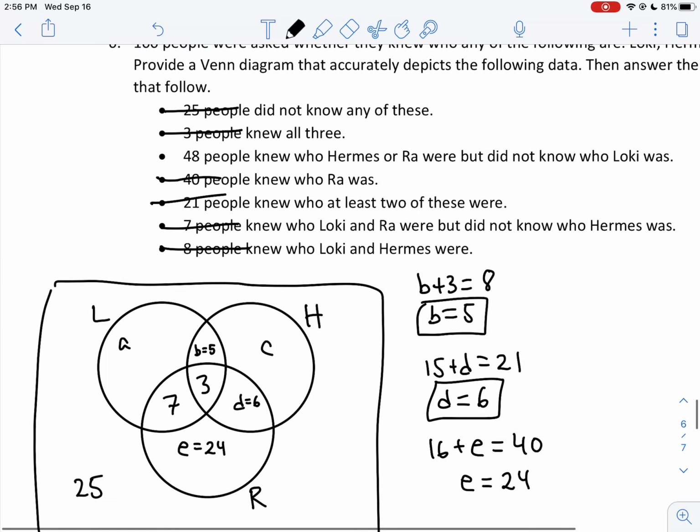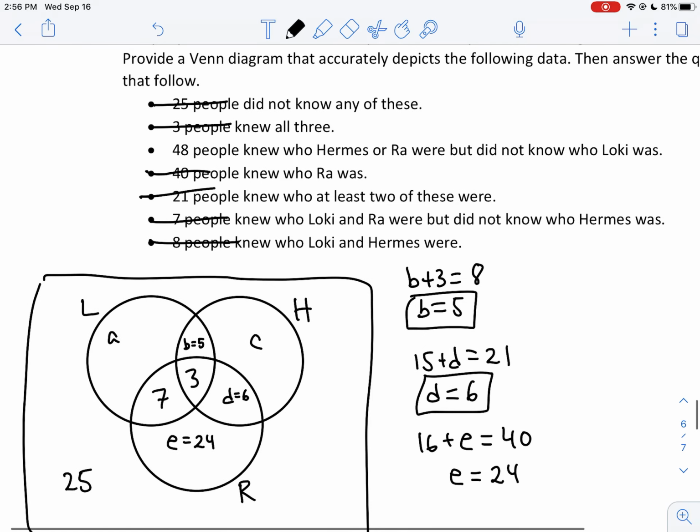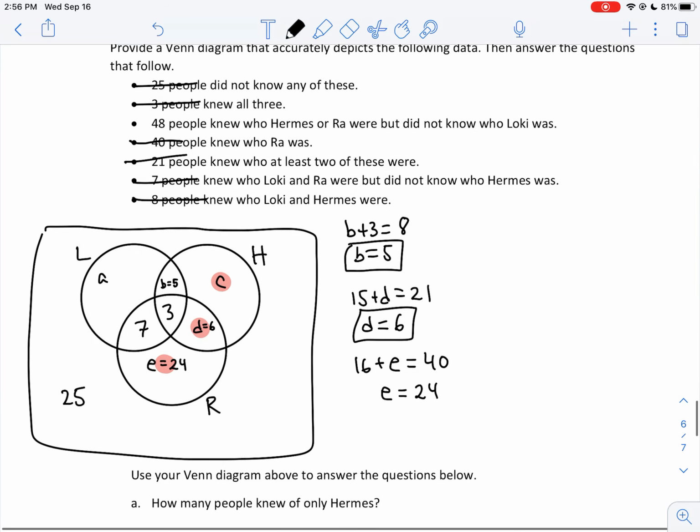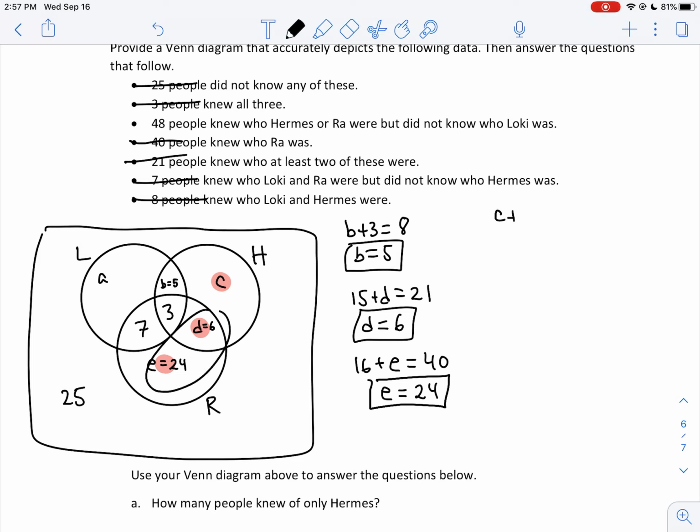Now let's do that last one. 48 people knew who Hermes or Ra were, but did not know who Loki was. Now, if you recall, they have to be in Hermes and Ra, but not in Loki. So those three numbers have to add to the 48. And I know 2 of the 3, so let's box that. So we know that C plus D, which is 6. Let me just add these together. 6 and 24 is 30, so C plus 30 has to be equal to this 48 figure, so C has to be 18.